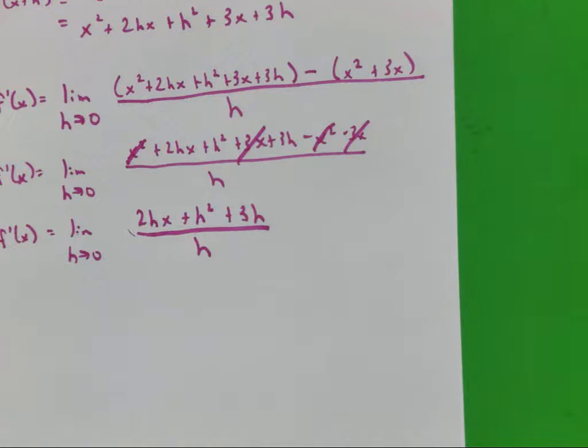What strategy do you think I can use there on the numerator? Well, I need to factor first, don't I? And then cancel out the factor. So I'm going to take an h out on top.